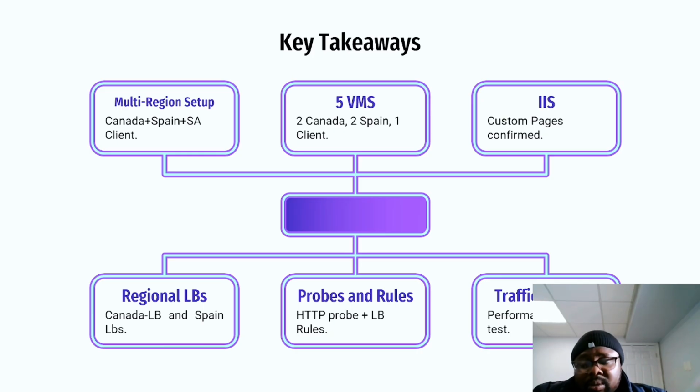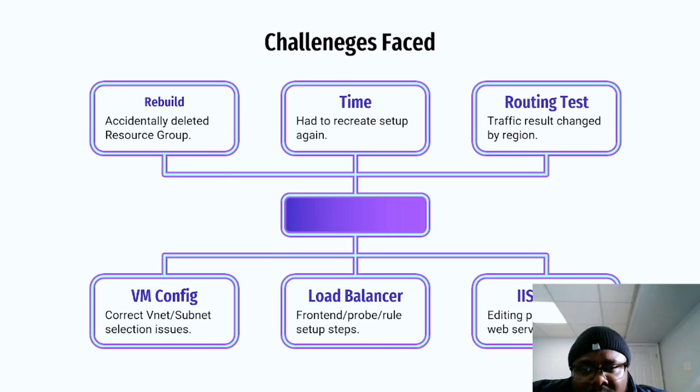Then takeaways: multi-region setup, Canada plus Spain plus South Africa client. That is the whole setup, the multi-region setup. And then we have 5 VMs created and deployed, 2 in Canada, 2 in Spain, and one for the client. Then the IIS custom pages, the ones that show red, yellow, white, being displayed with my name and the server. And then the regional load balancers being created. We have the Canada load balancer and Spain load balancer. And then we have the probes and the rules, HTTP probe plus the load balancer rules, and the Traffic Manager. We have the performance routing test.